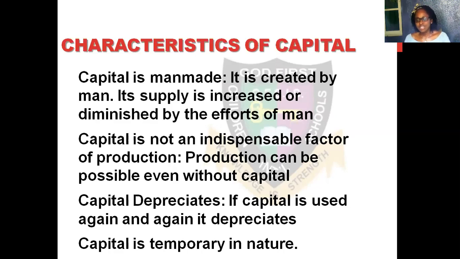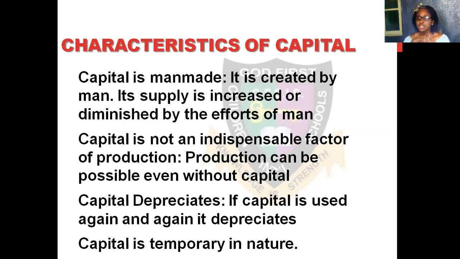Capital is not an indispensable factor of production. Production can be possible even without capital. Capital is not an indispensable factor of production, meaning that once capital is not there, production can even be possible. Production can be possible even without the capital. We go to what?